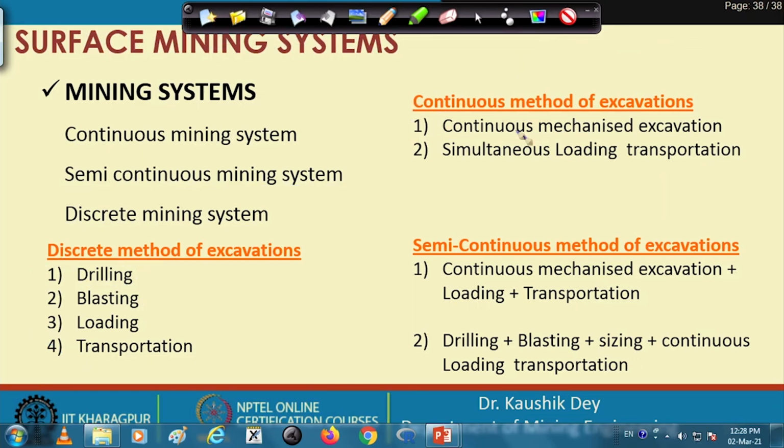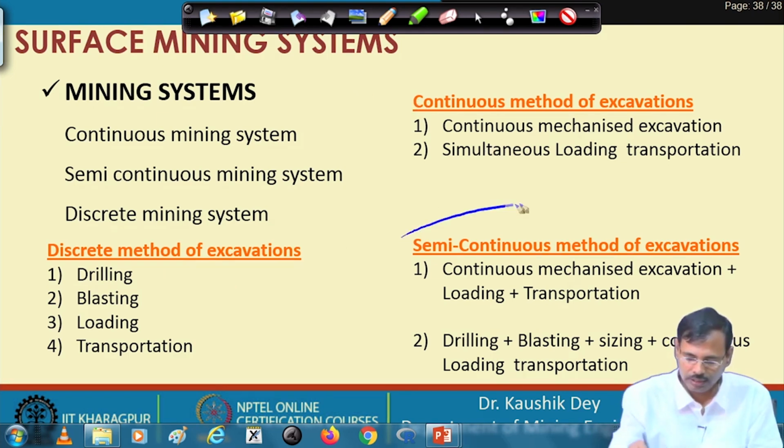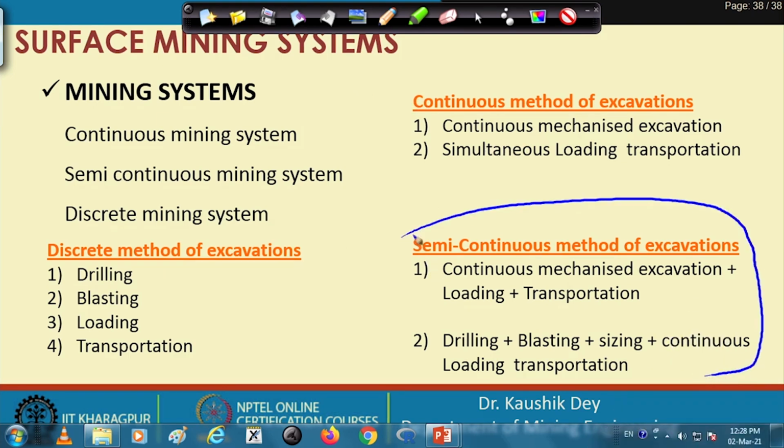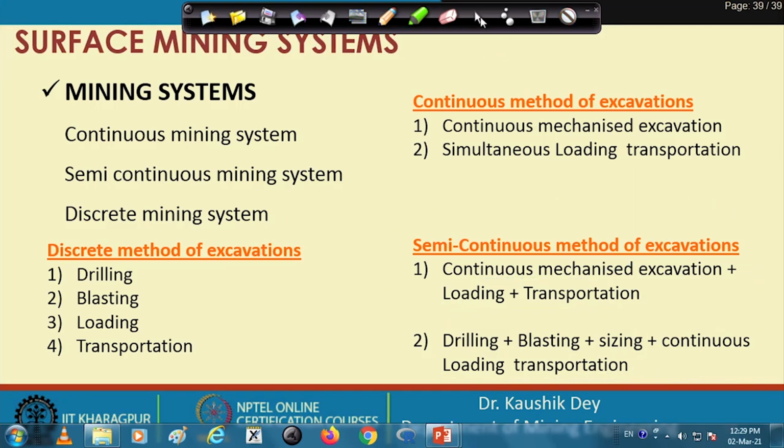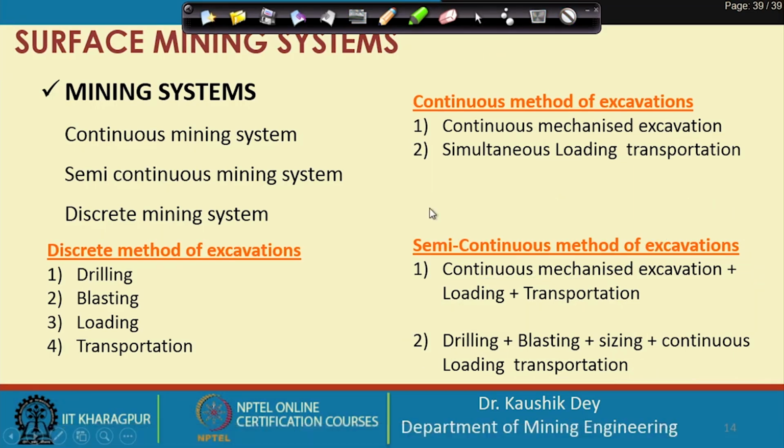So, to take the advantage and disadvantage, the in-between system is made, that is called semi-continuous system, where either we are having a continuous excavation system and discrete loading transportation system, or we are having discrete excavation system, then continuous loading and transportation system. So, these are the two options available in this case. It is basically a compromise between the continuous and discrete system, so that the advantage of both can be maintained.